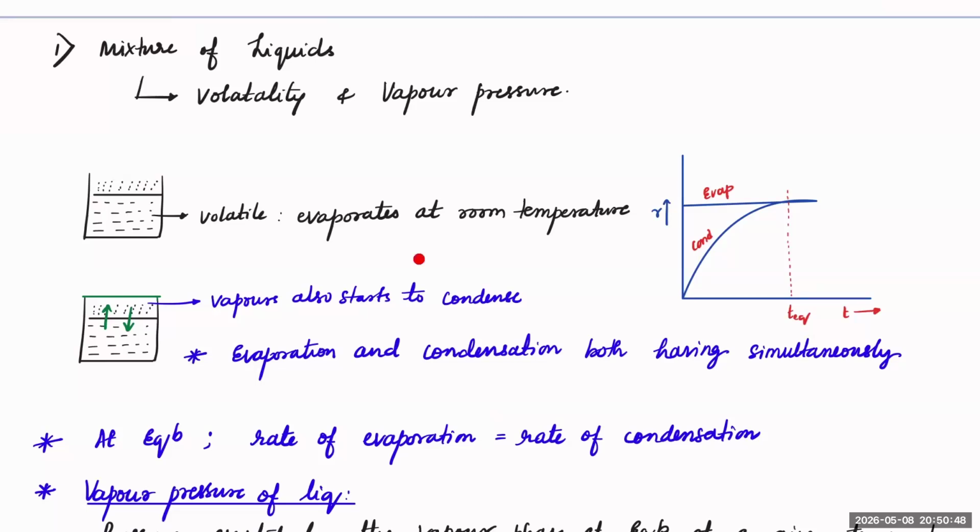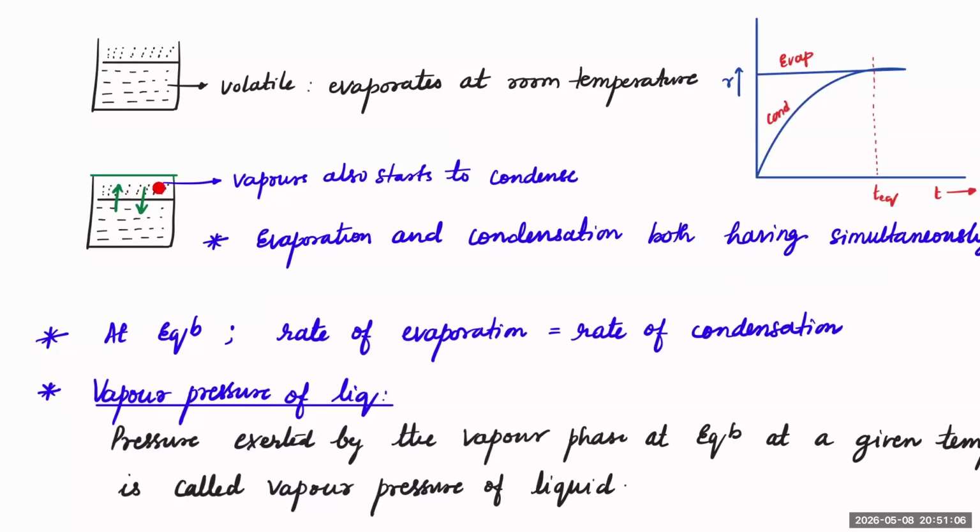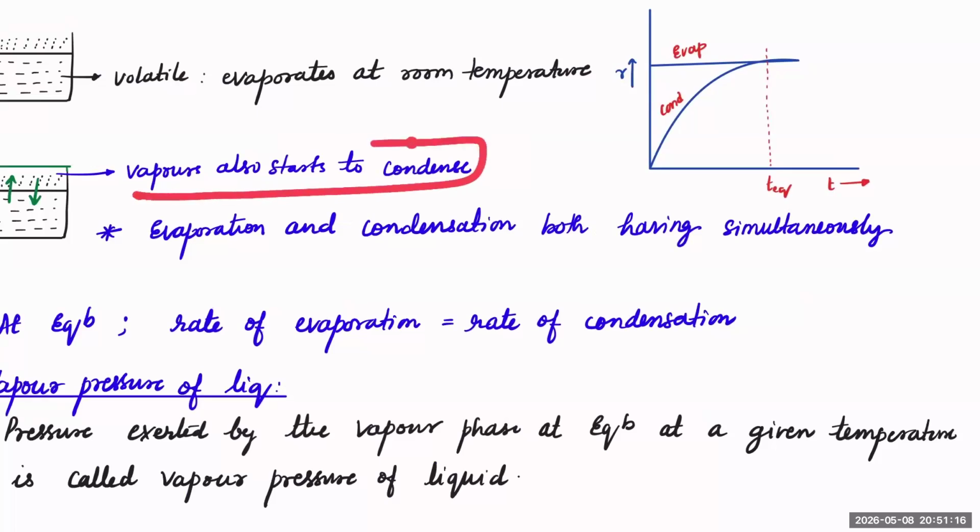Okay. Now, if I keep a lid over it and make it a closed container, the phenomenon still keeps happening. Evaporation will keep happening, but slowly the vapor particles will accumulate here too. As the vapor particles accumulate, you will notice a new phenomenon start. Slowly, some of the particles will start getting into the liquid, and this phenomenon is called condensation. So vapors will start to condense.